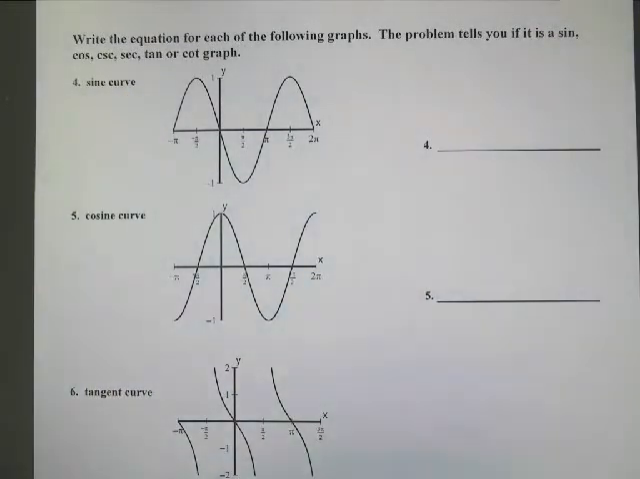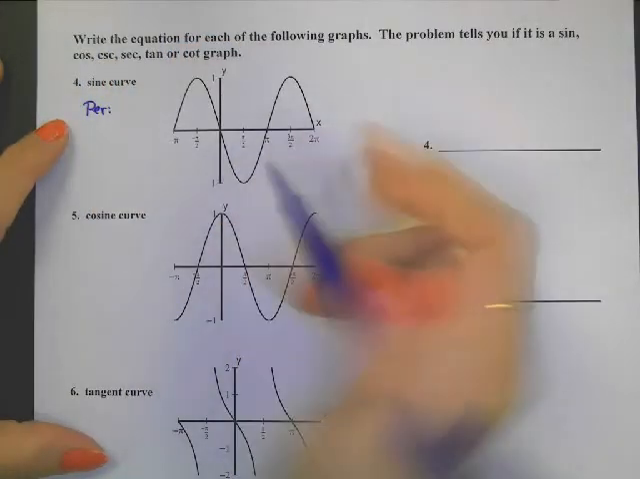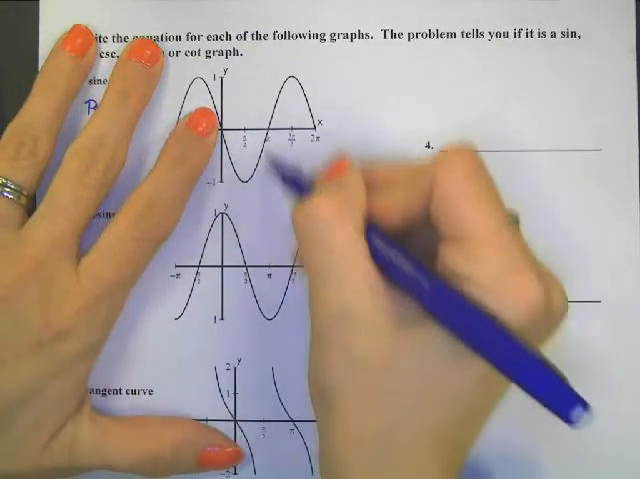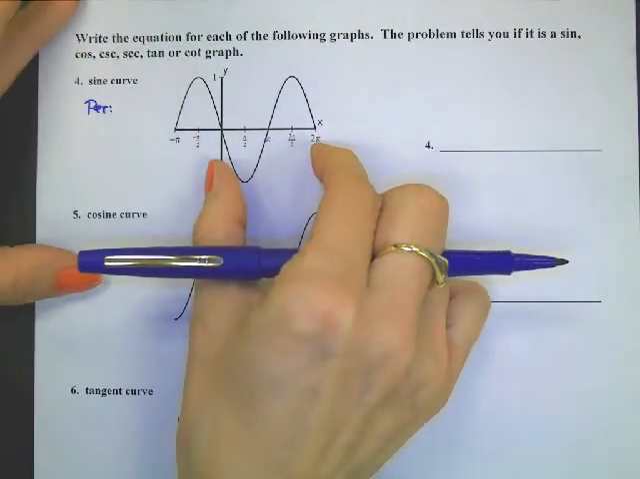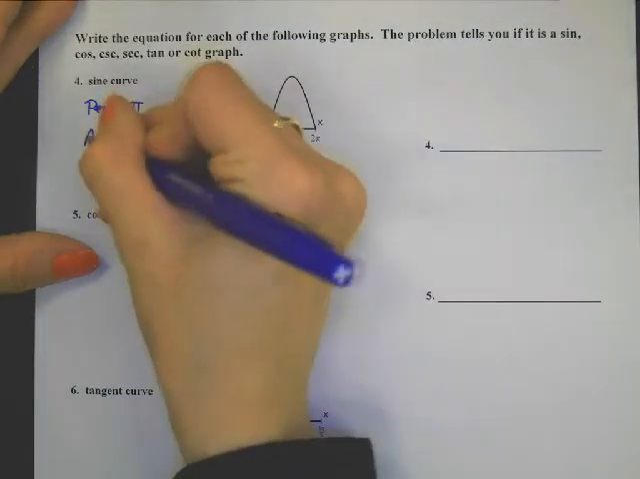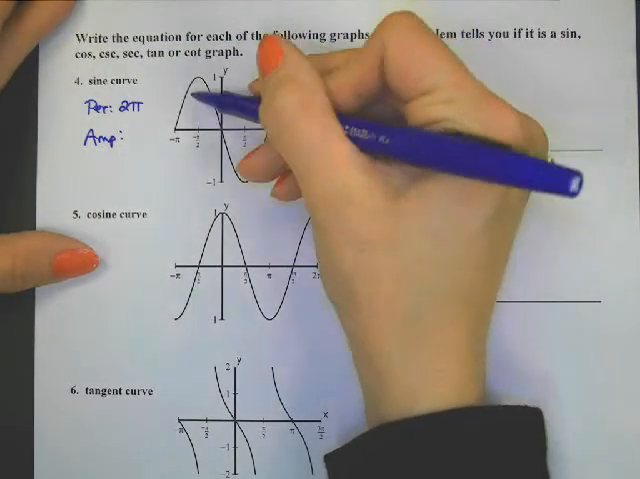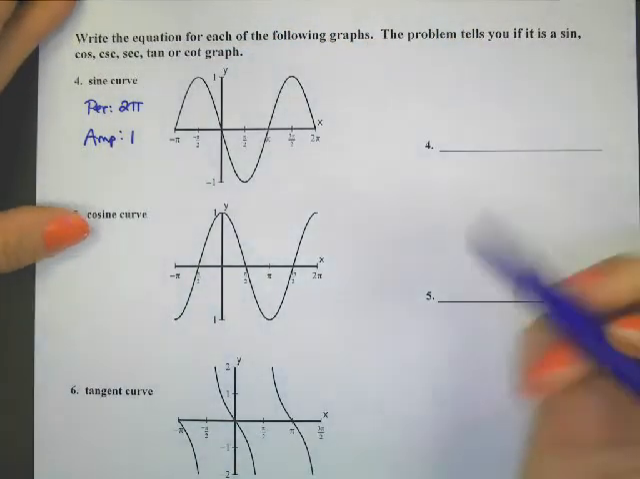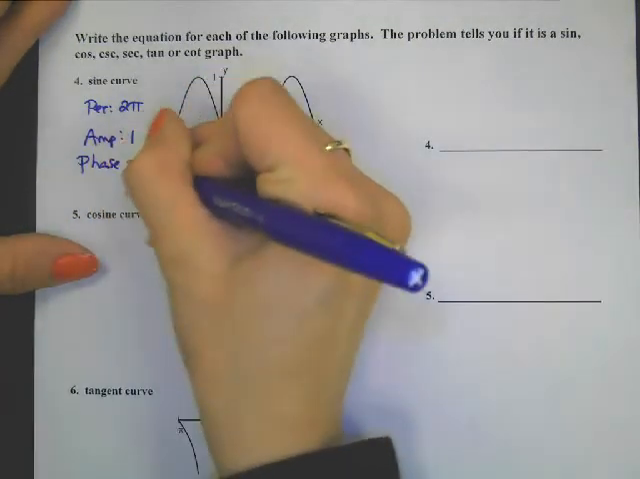First of all, let's figure out what the period is. If I go down, up, down, there's one complete cycle, and it looks like the period is 2 pi. Period is 2 pi. How about the amplitude? The amplitude of this graph. How high and low does it reach? 1. And then the other thing we need to figure out is the phase shift.